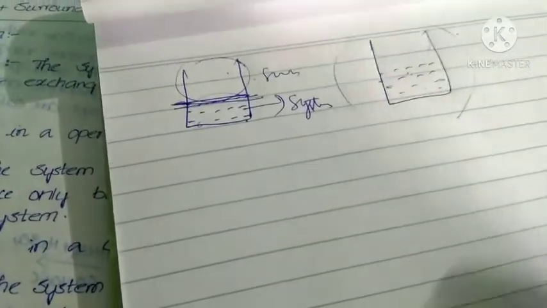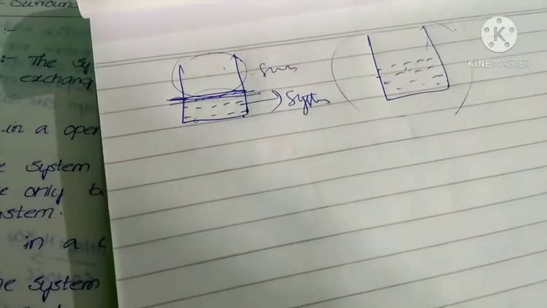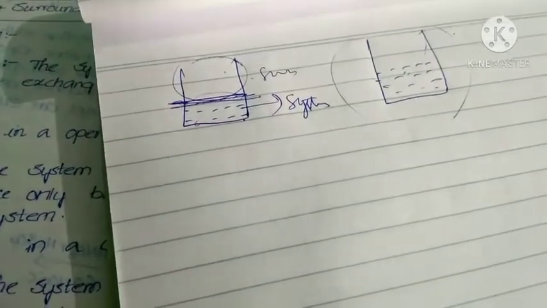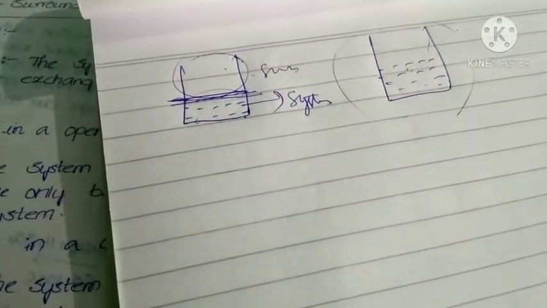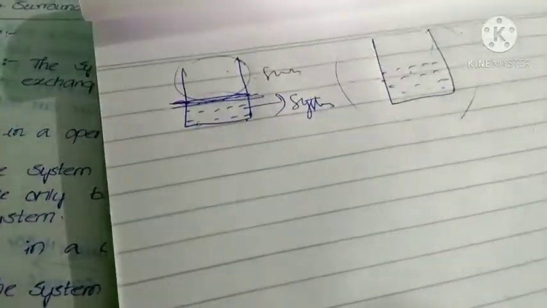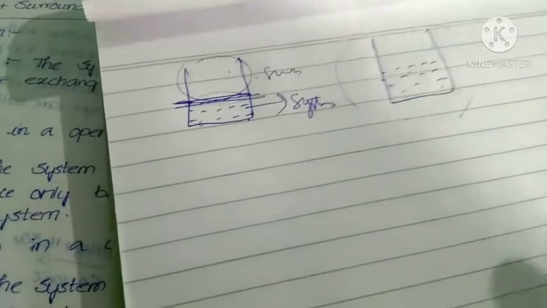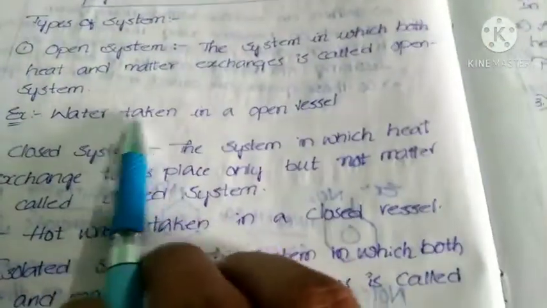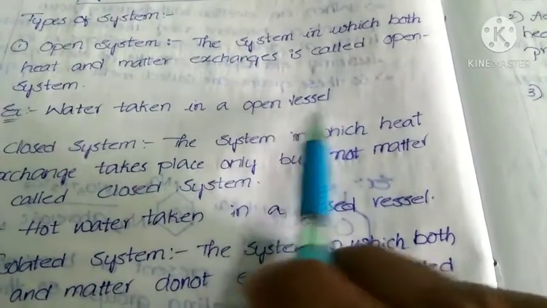For example, human beings are also a best example for open system. How can we say that? We are taking food. In that process some heat exchange takes place along with the mass exchange. If we are taking food, we are taking some mass. So that is an open system. So what is the example? Water taken in an open vessel.